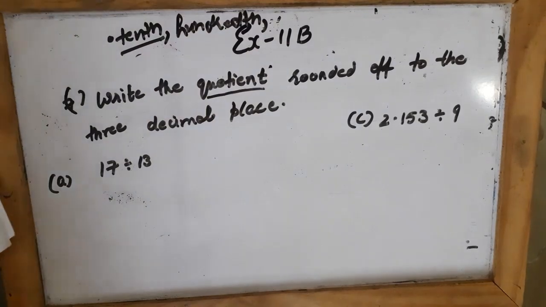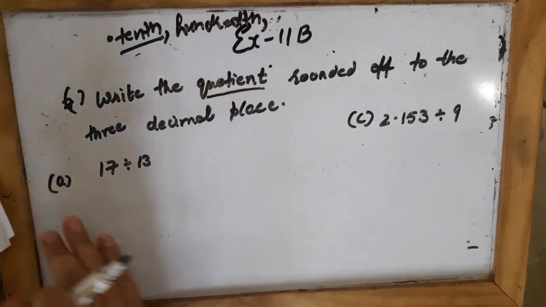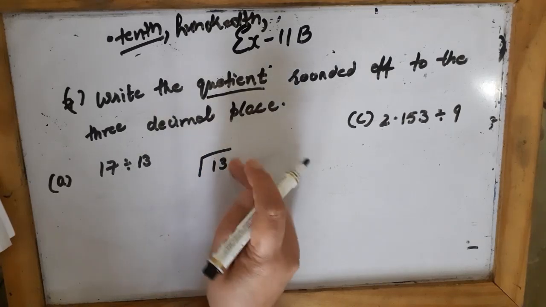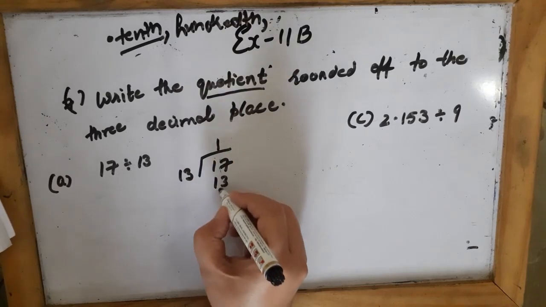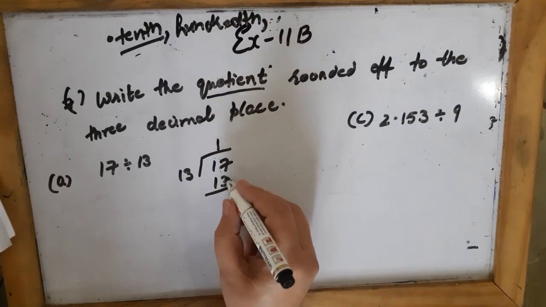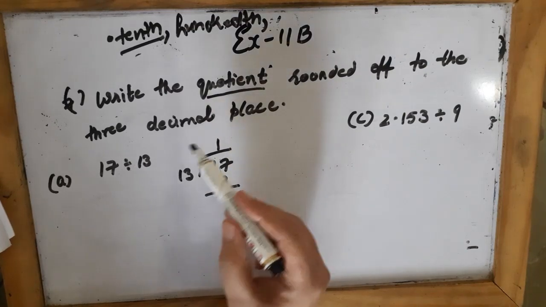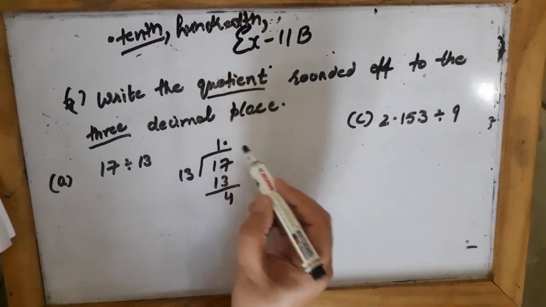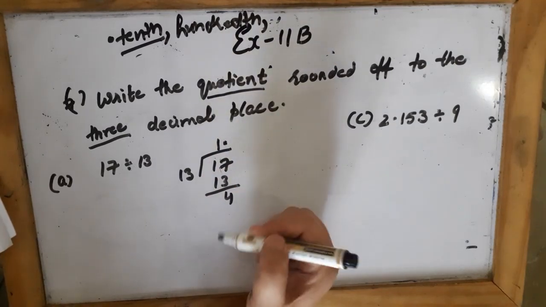In the 7th question, they are saying write the quotient to 3 places of decimals. So I have to round the quotient to 3 places of decimal. So I will find the quotient first. 17 divided by 13. So 13 ones are 13. So what do you get? 4. So I have to continue this sum till I get 4 decimal places, because I have to round off to 3 decimal places. Okay, I have to continue this sum till I get 4 decimal places.